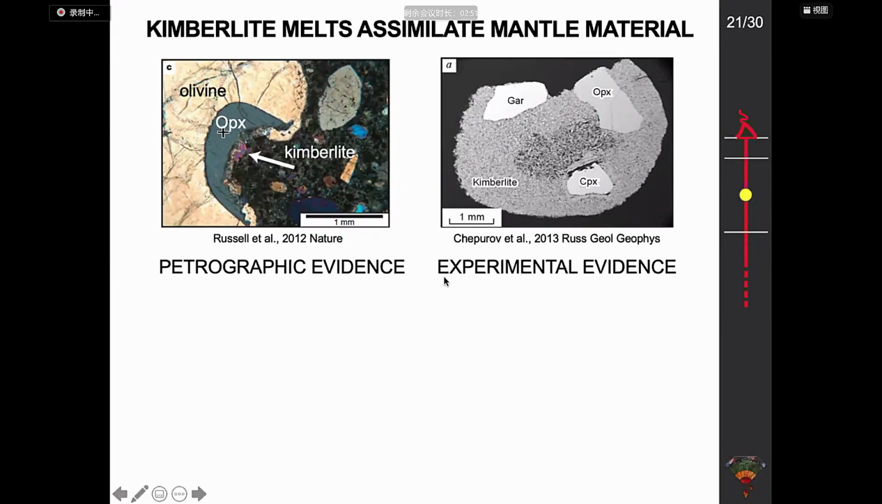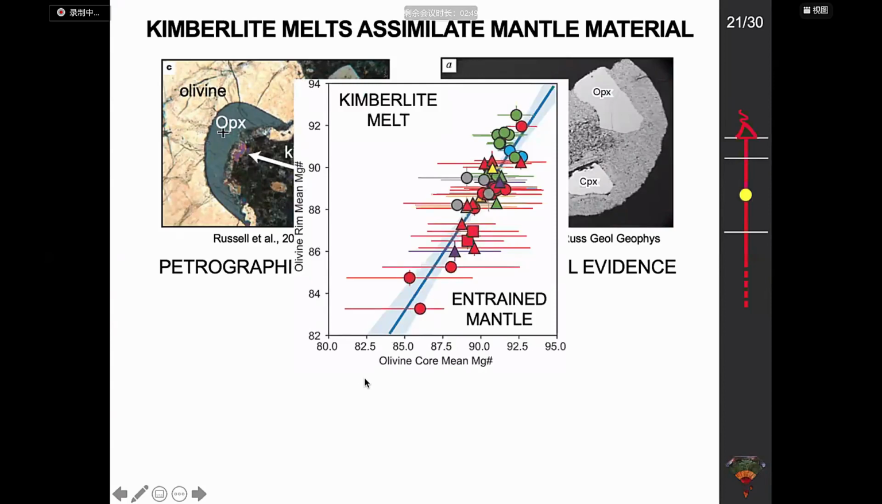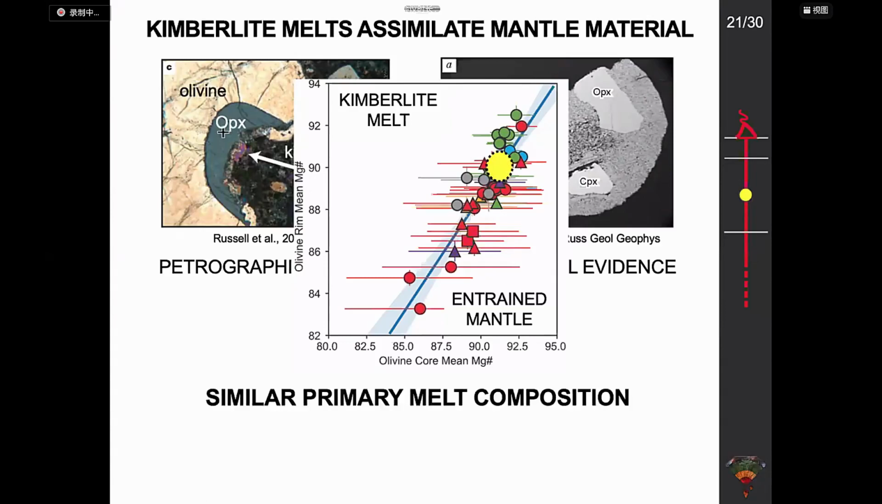So the correlation that we observed before is probably best explained by assimilation of lithospheric mantle material in kimberlite melts. However, this direct correlation can only occur if kimberlites around the world start with a broadly similar primary composition. Otherwise, if we assume that a range of primary melt compositions occur, then we would not find a direct correlation once assimilation is included.